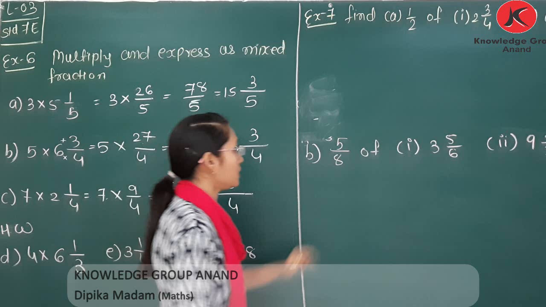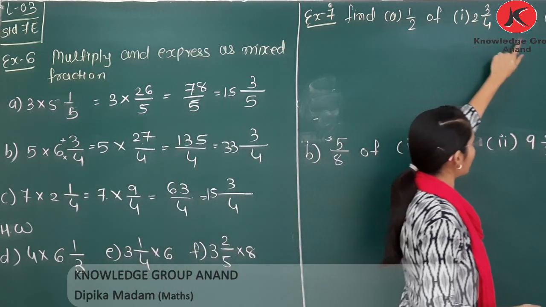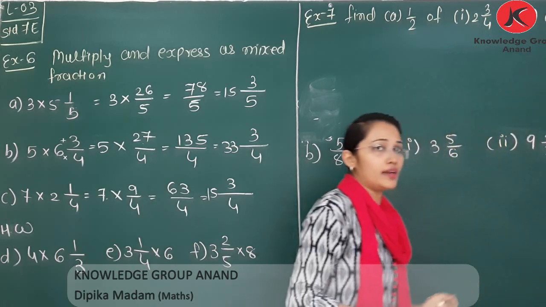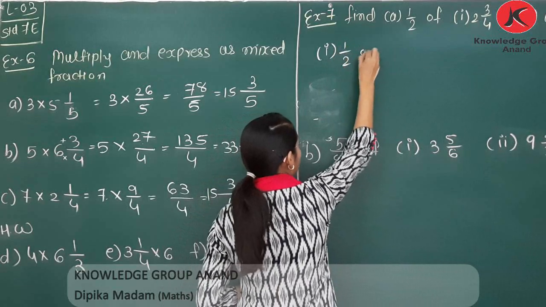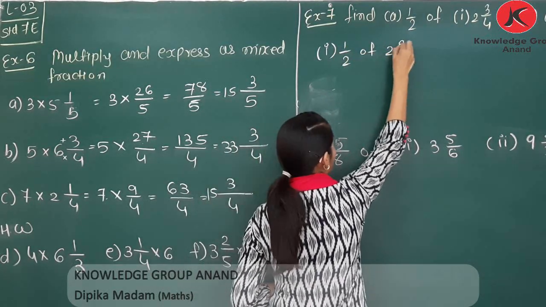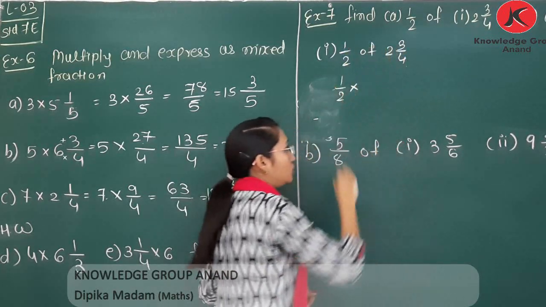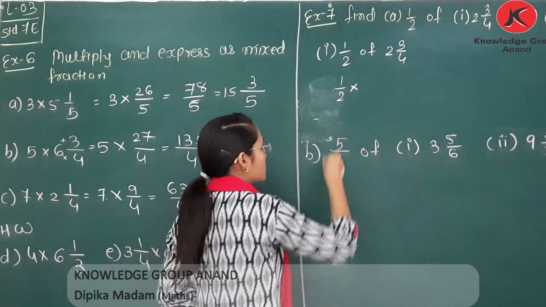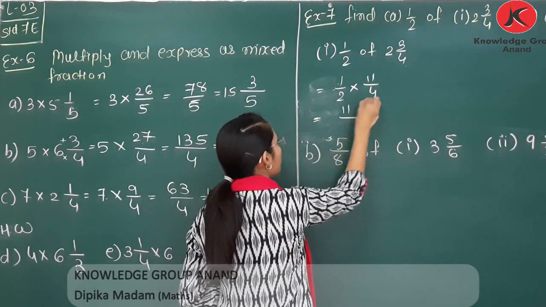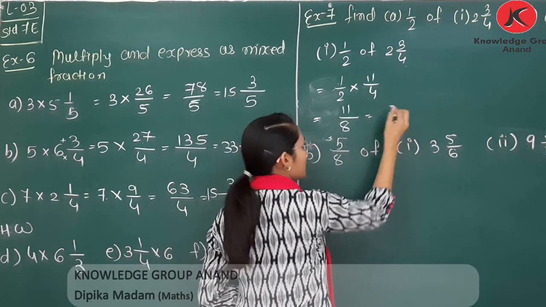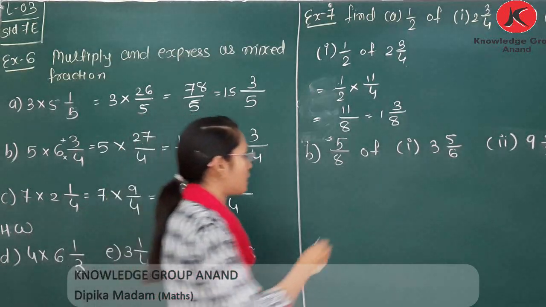Now example 7. Find A, 1 by 2 of first part 2 3 by 4 and second part 4 2 by 9. So first, as we performed in the previous example, 1 by 2 of 2 3 by 4 means 1 by 2 multiply. 2 4s are 8. 8 plus 3, 11 by 4. You can convert this into mixed fraction. 8 1s are 8 plus 3, 11. Same for second part.